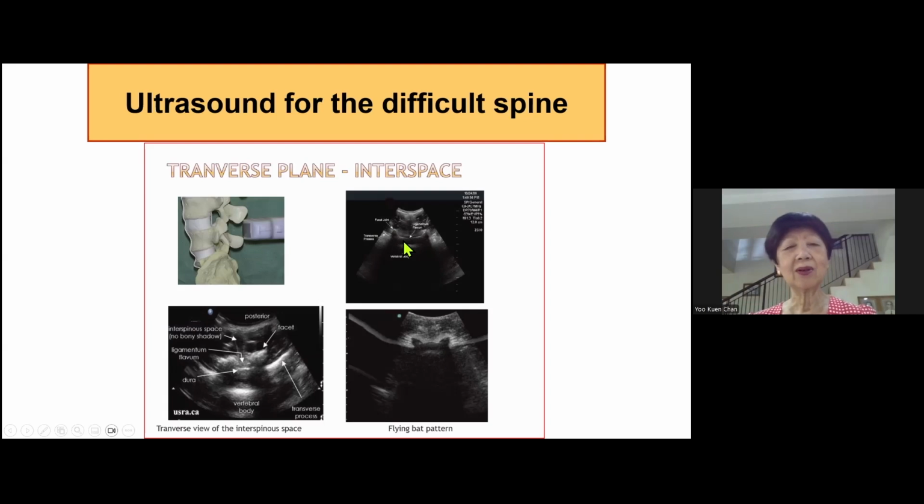Whatever you call this, the bat's eye view or the flying bat pattern. But normally our probes are not so fantastic to show you all the facet joints and all that. All I can see, if I can see already these two, I'm very happy. These two lines are the most obvious. I call it the equal sign.